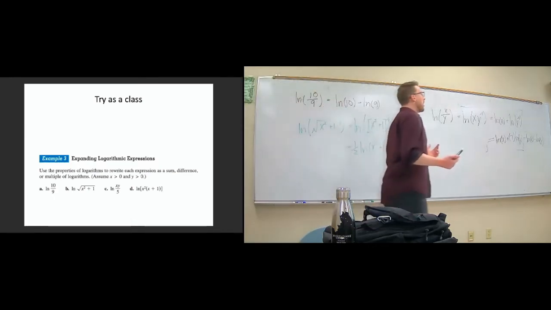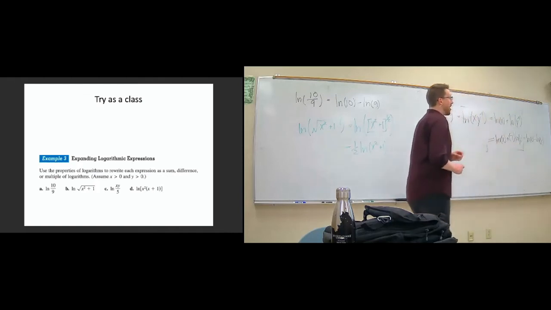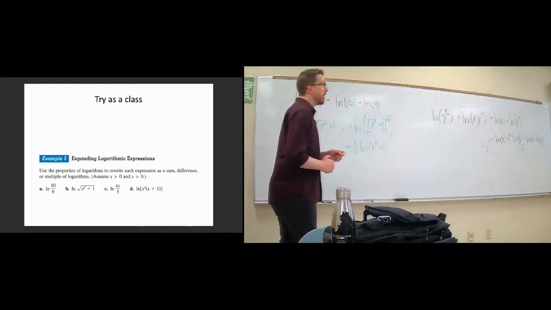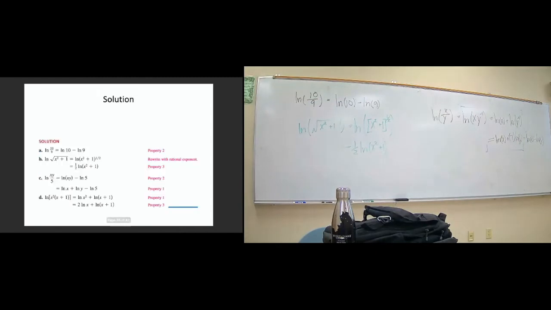And we could go on and work out the rest of these problems. Here we're going to get the ln of x plus the ln of y minus the ln of 5. At D, we're going to get 2 times the ln of x plus the ln of x plus 1. And just looking at these really quick, again, property 2, property 3, property 2 and 1 is used for C, and D uses 1 and 3.